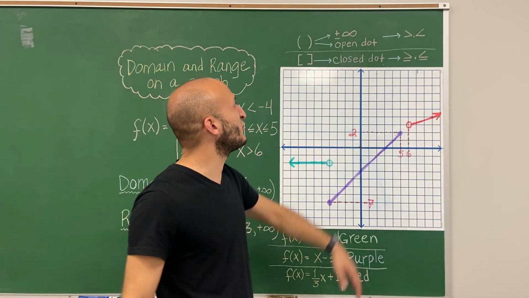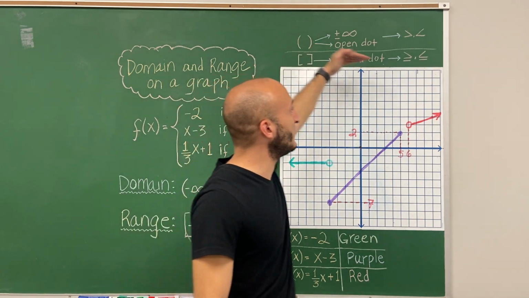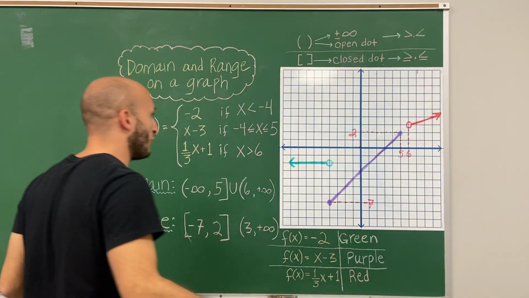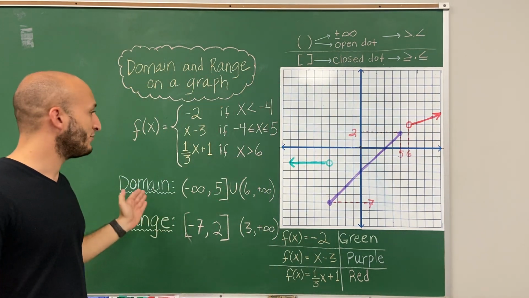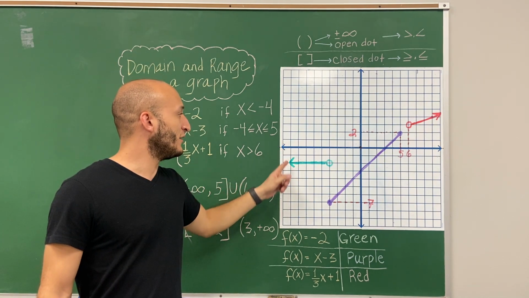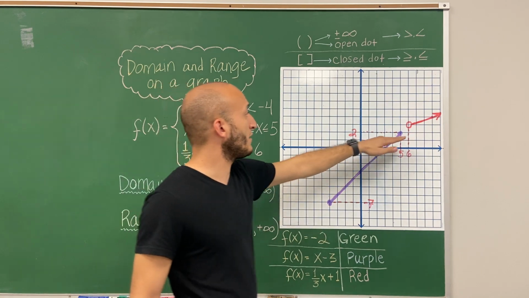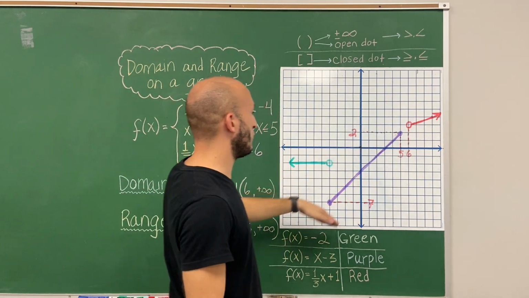So if I were to choose a point way up there, I would run into this red graph. So essentially, for a recap, for domain I'm going to my x-axis to see, and for range I'm going to my y-axis.